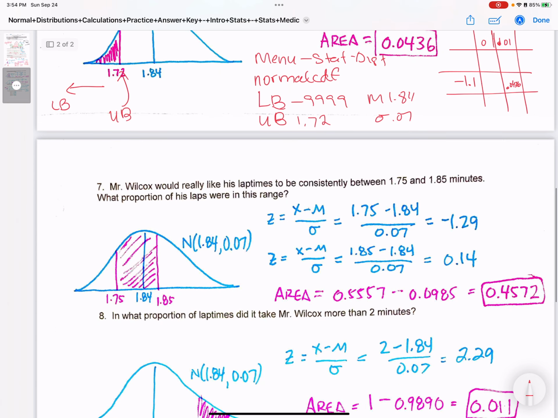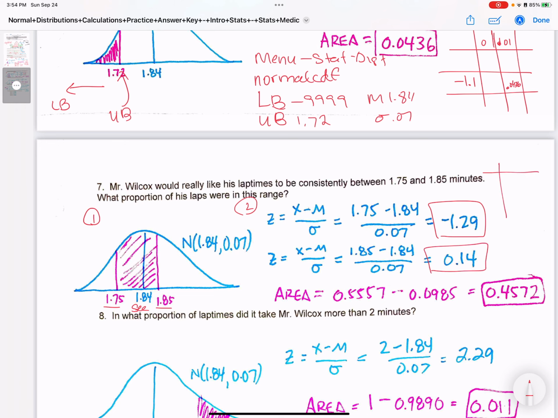Okay, for the next one, we're looking for the middle. So the first step is we're going to draw a picture. And I have a picture that represents that I'm looking for the area between 1.75 seconds and 1.85 seconds. So second step, I'm going to find my z-scores. So I found a z-score of negative 1.29 and a z-score of 0.014.